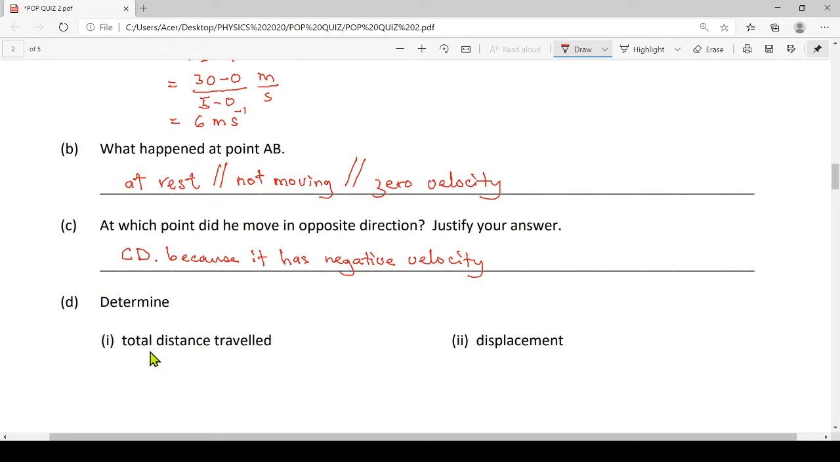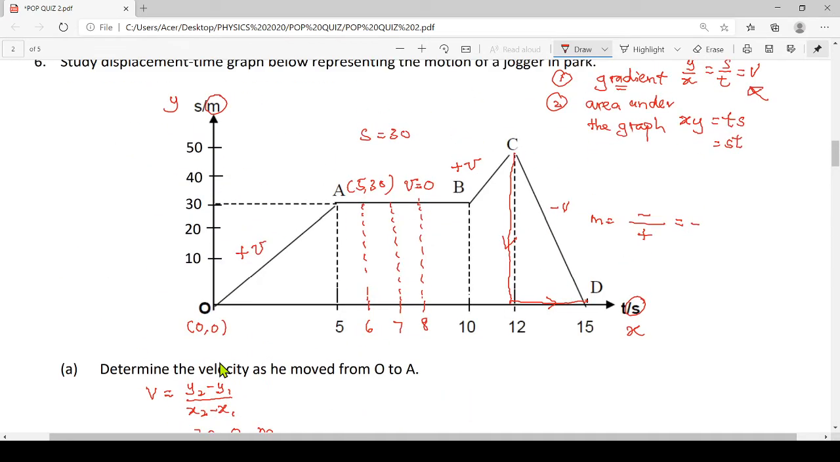Now, D. Determine the total distance and the displacement. So what's the difference between distance and displacement? Distance is the total path taken. Displacement, you need to know where it starts and where it stops. So the total distance traveled, if we look at the graph, it starts from here, it travels to here, that is 30.